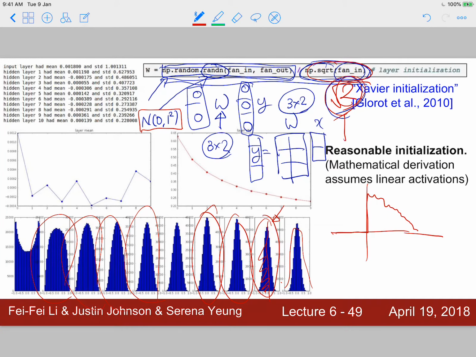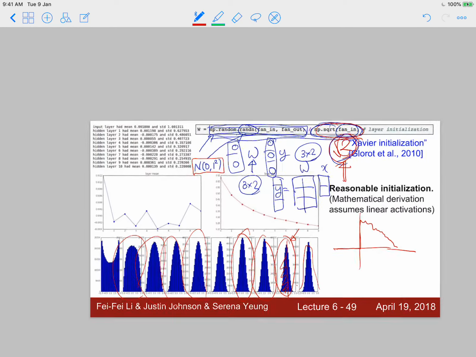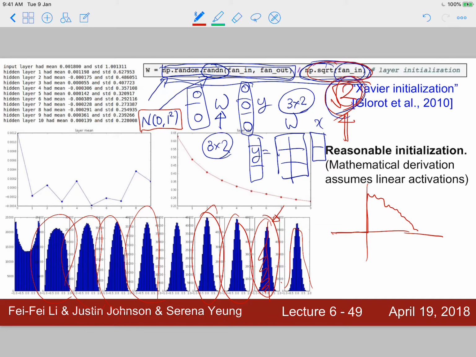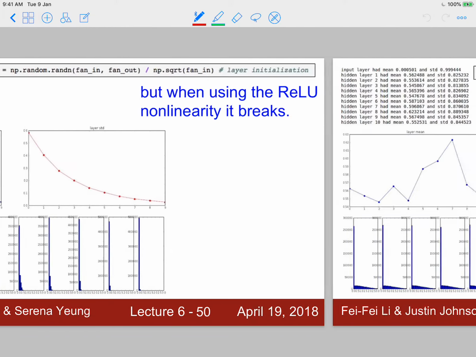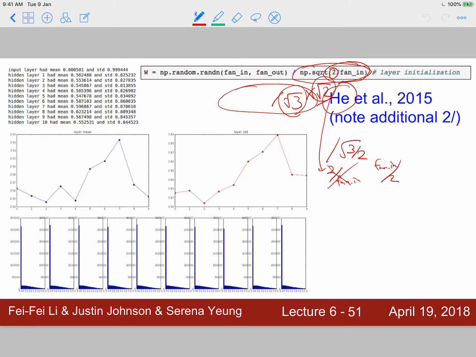So this He initialization considers this additional factor of the ReLU. Okay, so He initialization will probably be used when using the ReLU as our activation unit. And this guy has the full name Kaiming He.